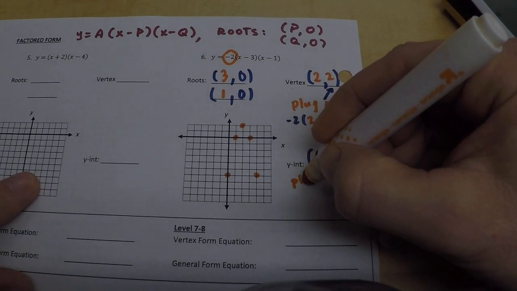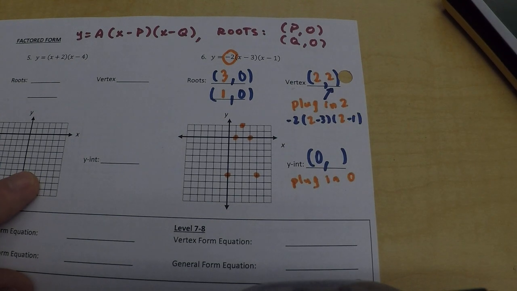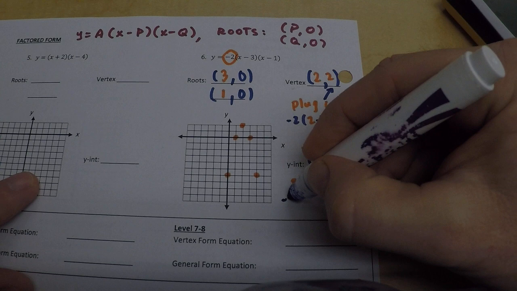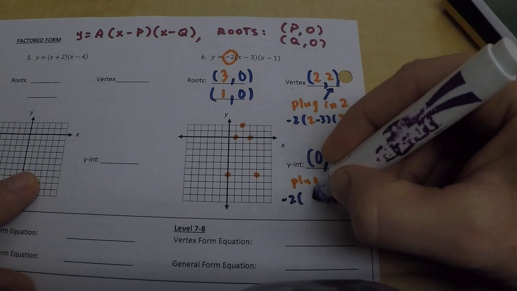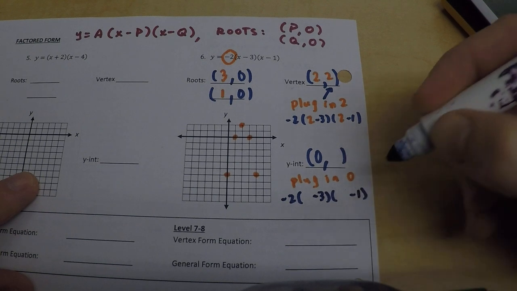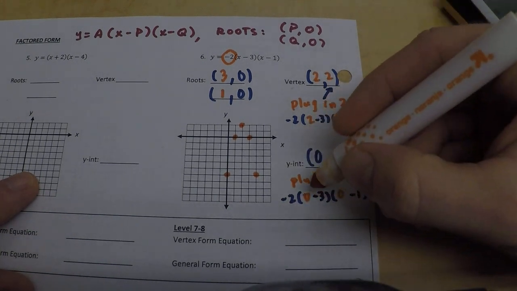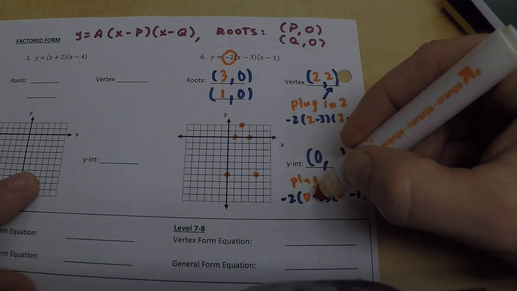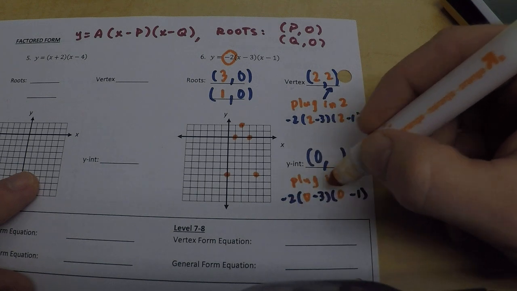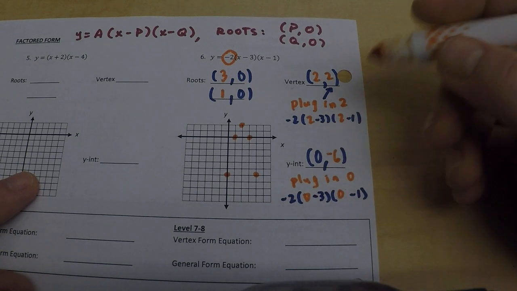So we're going to plug in 0. So -2, parentheses, 0 and 0. So this is going to be -3. This is going to be -1. -2 times -3 is positive 6. Positive 6 times -1 is -6, just like we guessed.